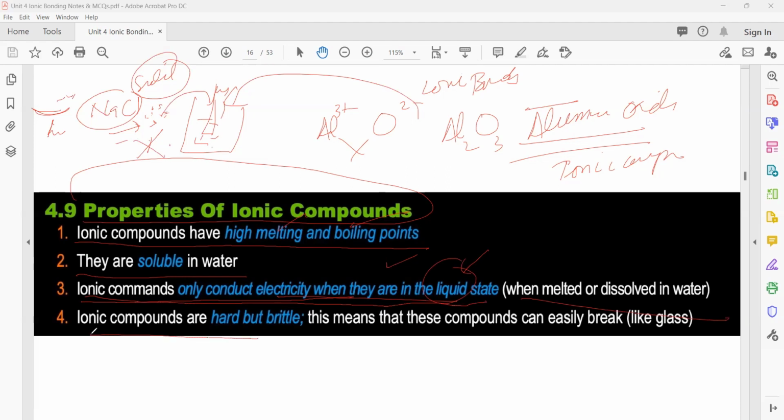Ionic compounds are hard but brittle. Brittle means if you hit them, they will break down. This means that these compounds can easily break like glass. You can break them easily.